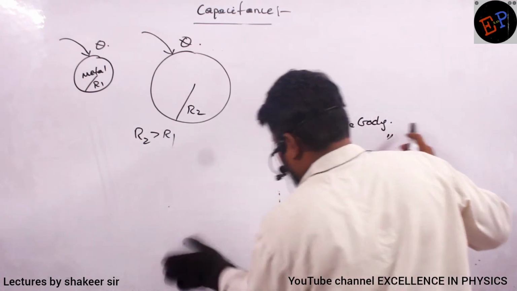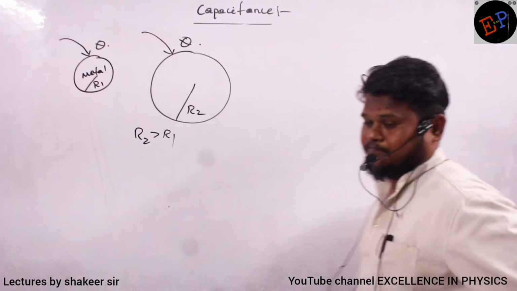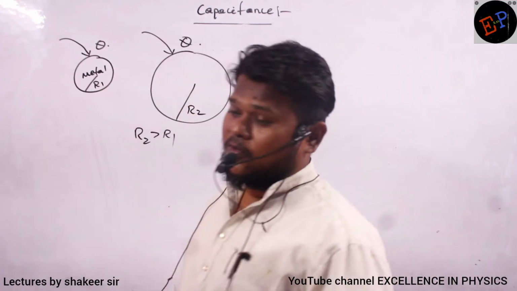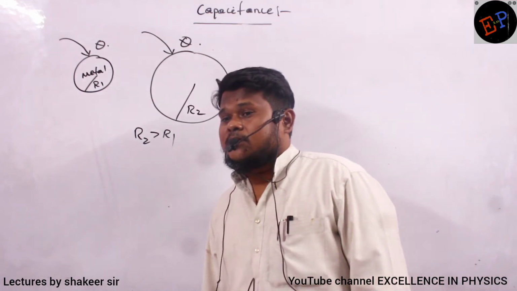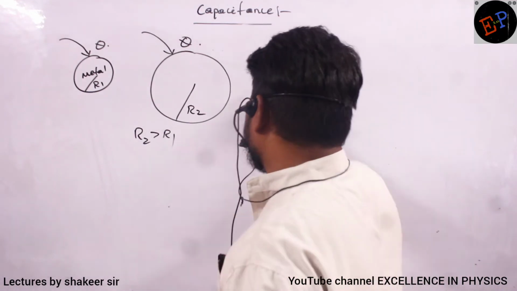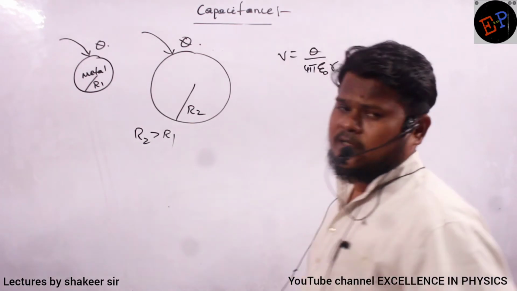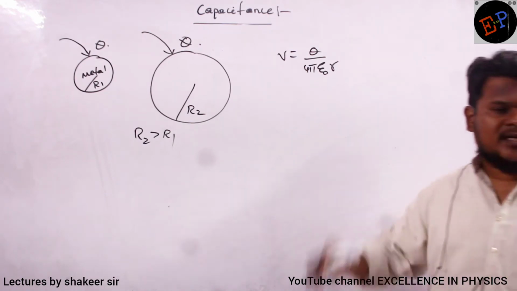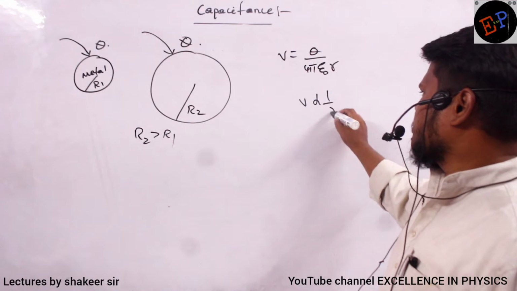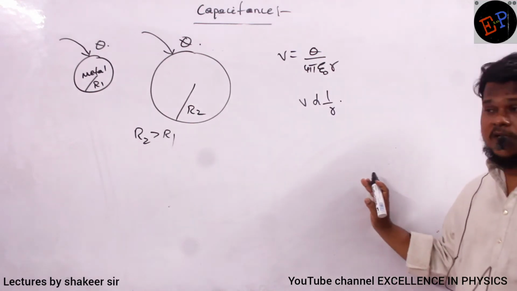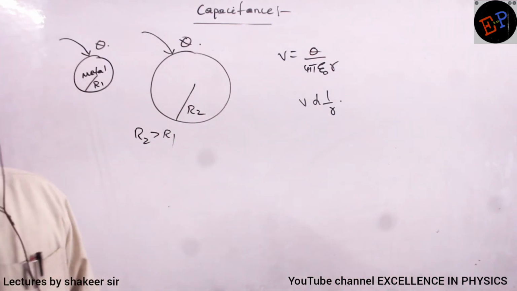Now can you say on which body more potential will develop? R1. On R1 more potential will develop. How can you say? Radius. V is equal to Q divided by 4 pi epsilon naught into R. This is the equation for potential for point charges as well as metallic spheres. Clear? So potential is inversely proportional to radius.